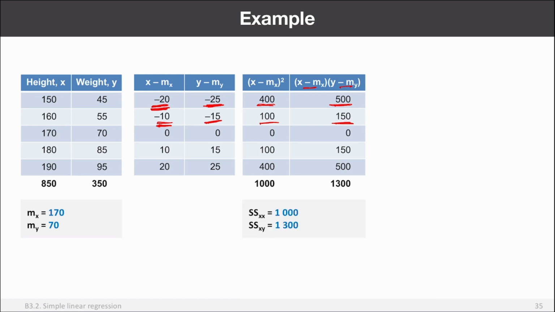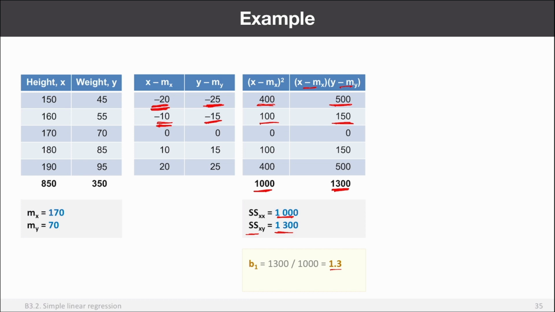So this is the sum of squared x distances, and this is a sum of products of x minus m and y minus m, right? So this is the sum of products of these two distances. And now I can compute slope, because slope is simply a ratio of these two sums of squares. So the slope will be this one divided by this one, and that's the slope, 1.3.